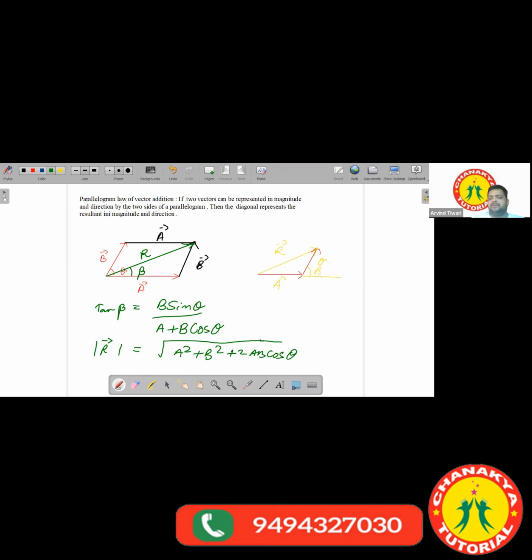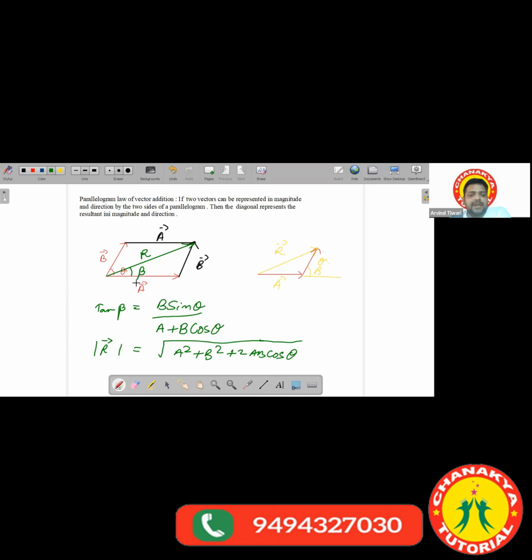So the same way as we used in the triangle law, the same thing holds here also. Mathematically, your tan beta would be given by the same formula, b sine theta over a plus b cos theta, the direction. And the magnitude of the resultant vector would be given by the square root of a square plus b square plus 2ab cos theta. Even when you are using the parallelogram law of vector addition, you will use these formulas only. The resultant will still remain the same.